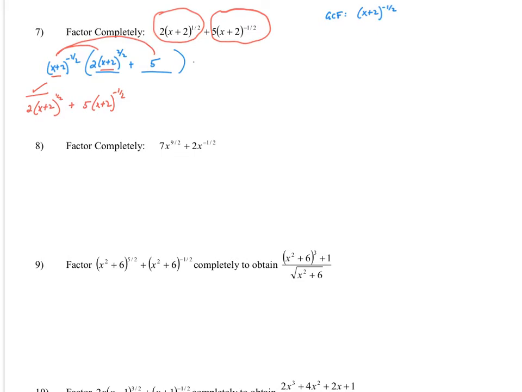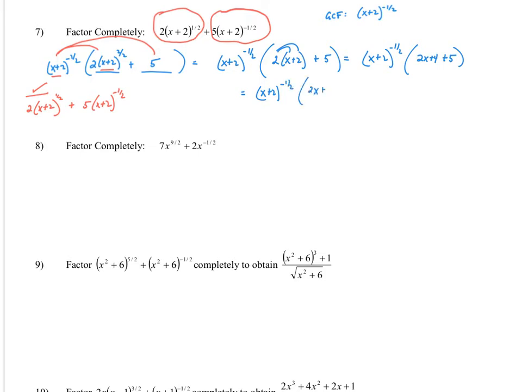Okay, now we have to simplify what's left over. So we have x plus 2 to the negative 1/2, and we have 2 times x plus 2 to the first plus 5. Distribute the 2. We got x plus 2 to the negative 1/2 times 2x plus 4 plus 5. That means we have x plus 2 to the negative 1/2 times 2x plus 9.